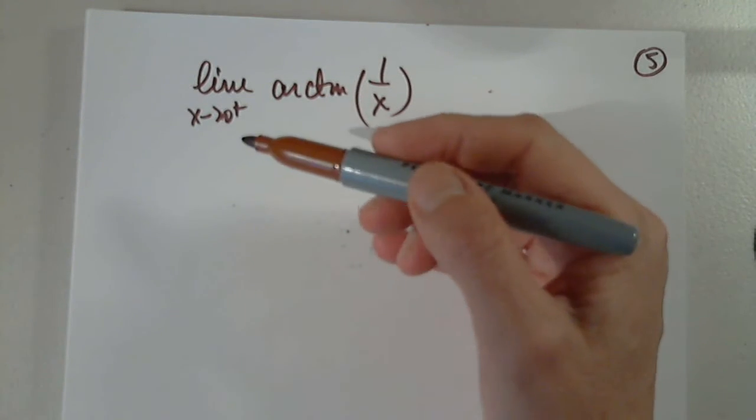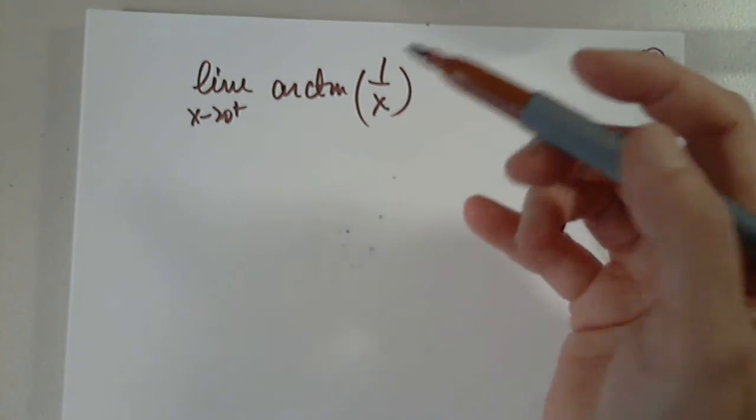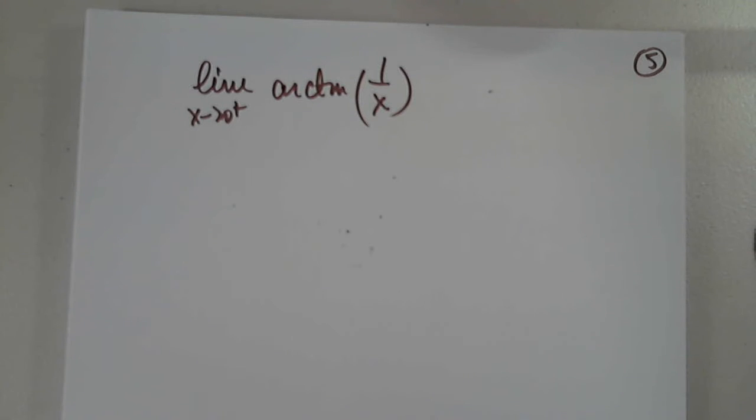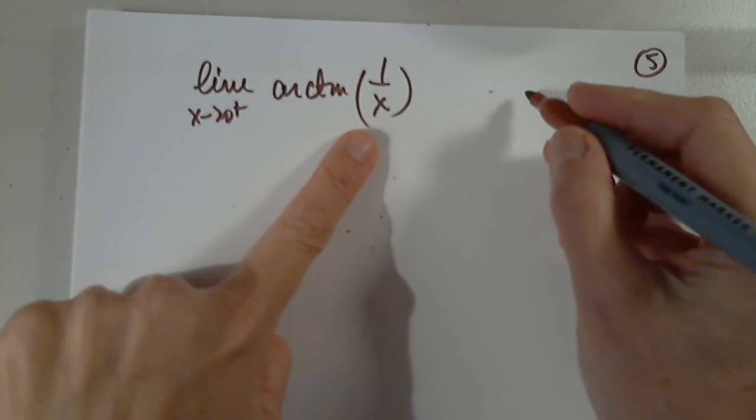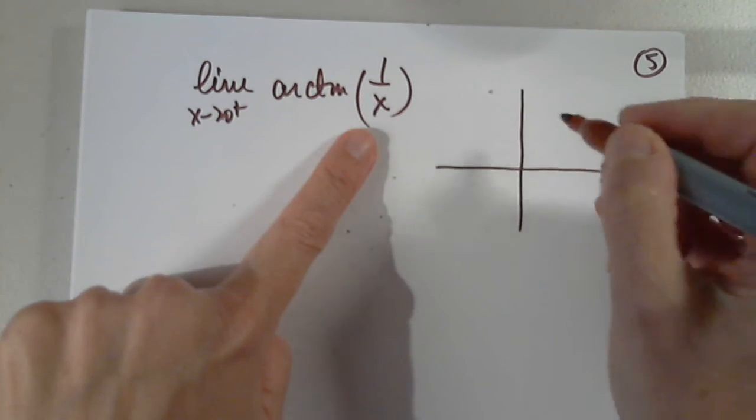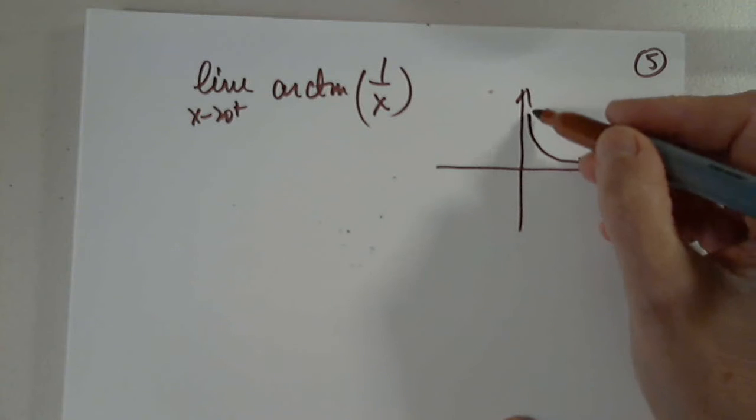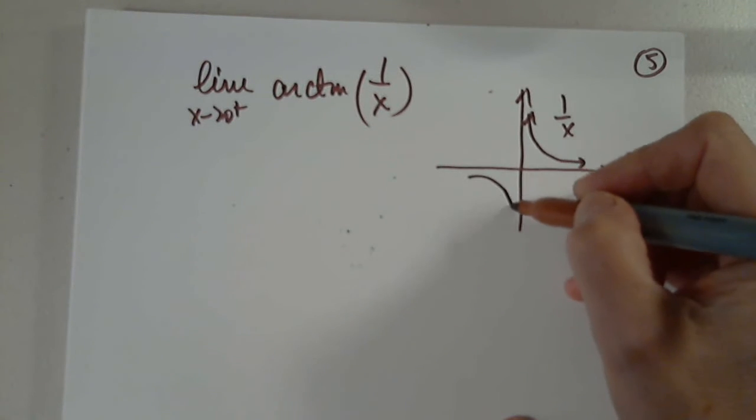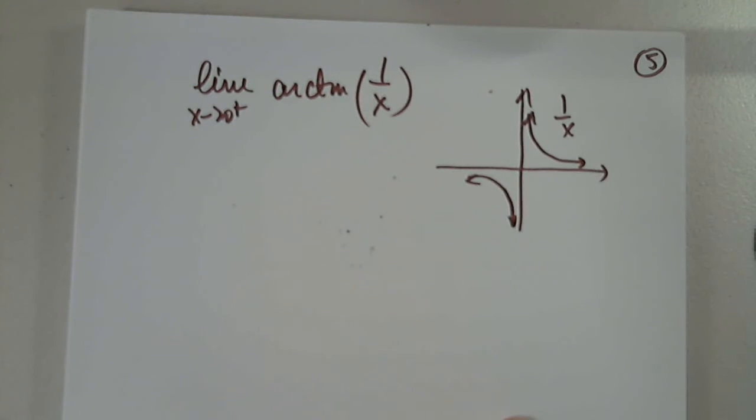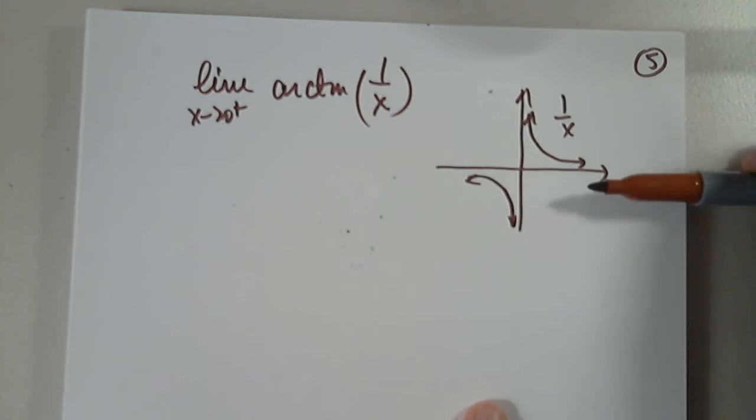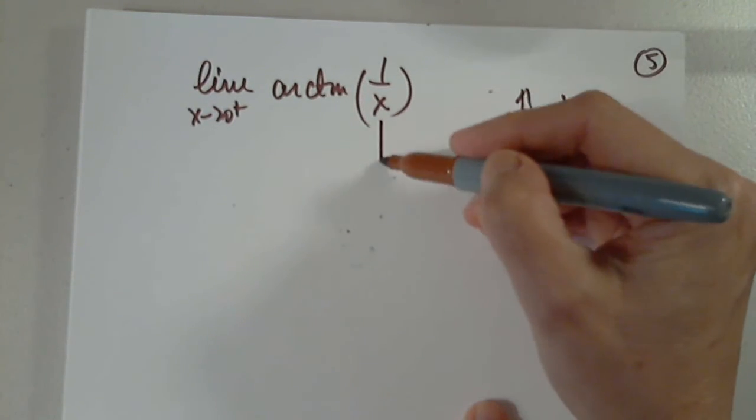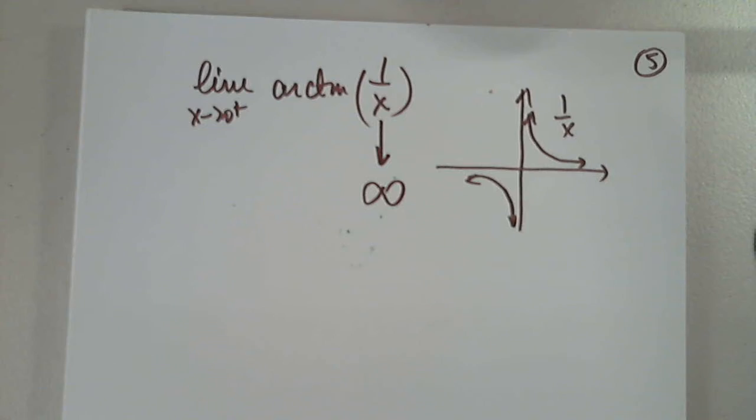So whenever we are asked to find the limit, we always plug it in to check and see if it's a number or if it's an indeterminate case. So when I plug in here, from the right, so 1 over x, this is the graph of 1 over x. So obviously when x approaches 0 from the right, this expression goes to infinity.